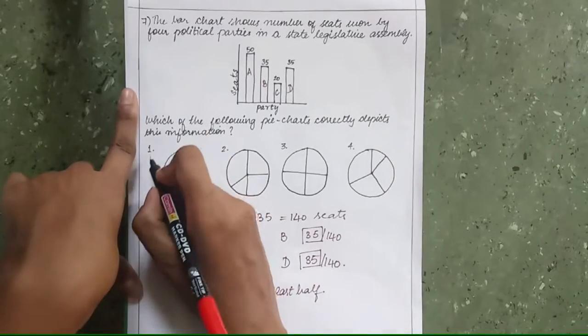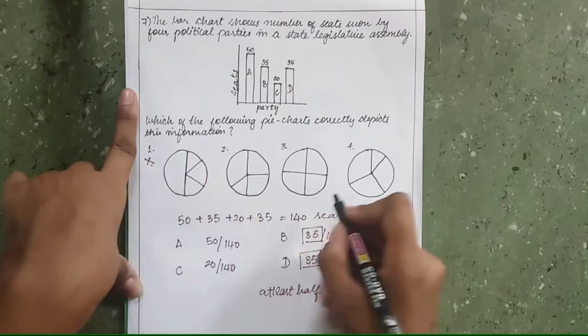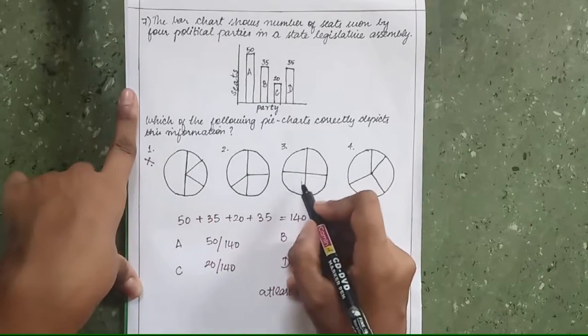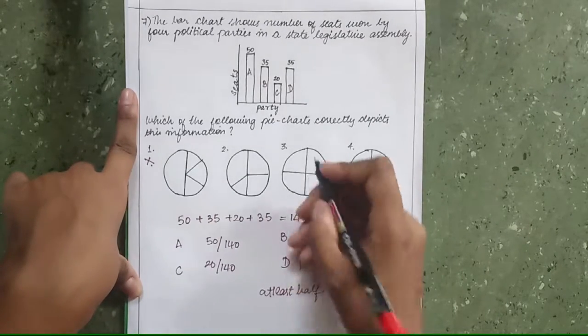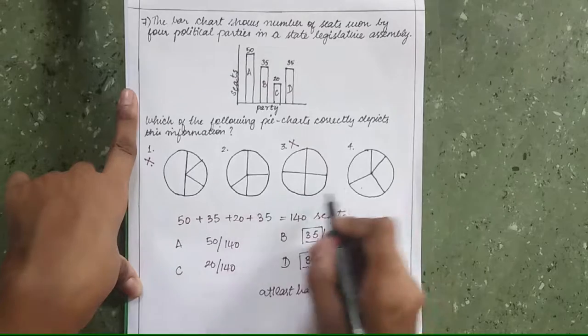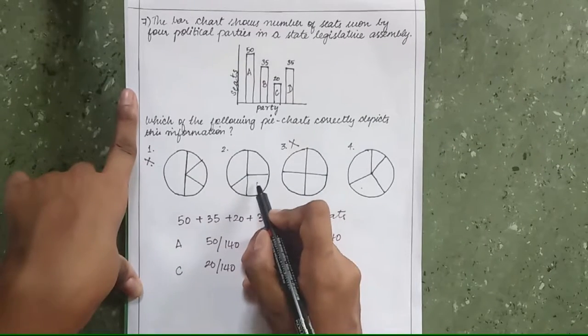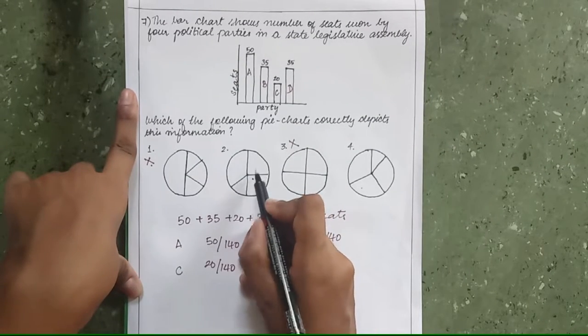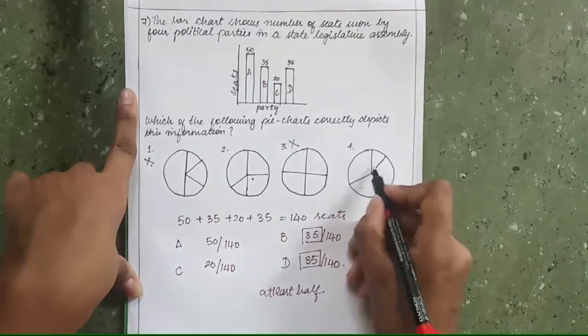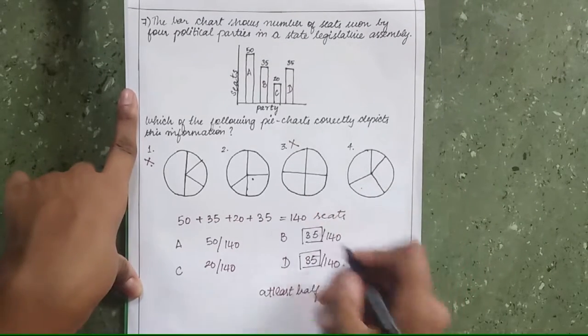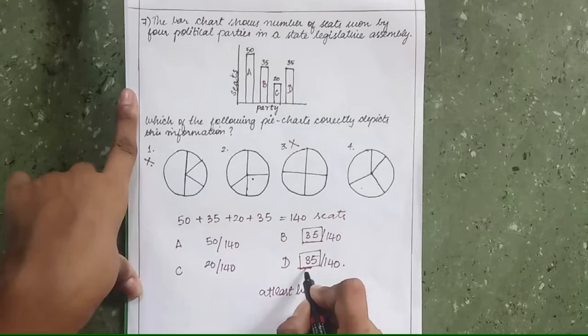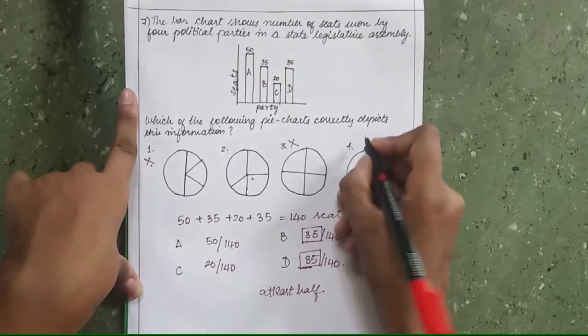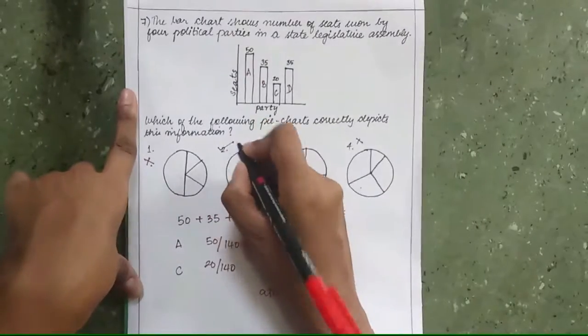So it is safe that we eliminate this option. We can eliminate this option. Also this option can be eliminated as it shows equal distribution for all the parties. Now among these two options, only this option has 2 equal halves in one quarter, in one hemisphere, whereas here all the 4 are different. However, we see that B and D have an equal number of seats, so this can also be safely eliminated. Option 2 is the correct option.